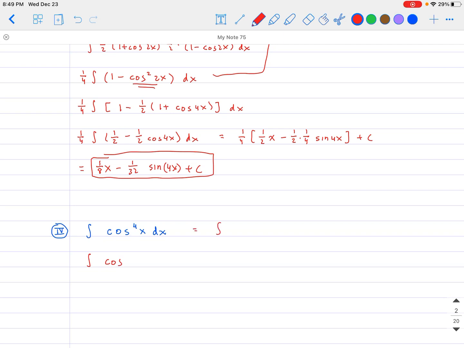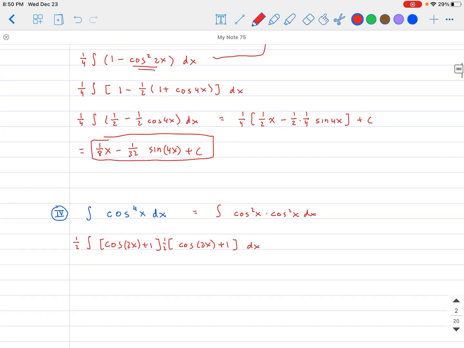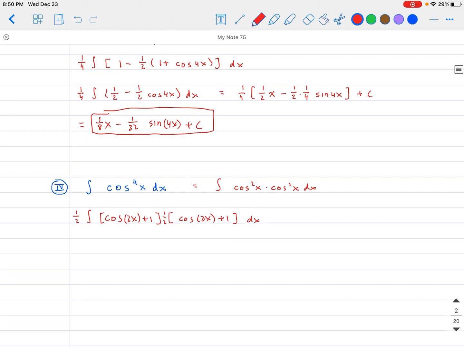Cosine, right here. So the integral of cosine squared x times cosine squared x, okay? And then now we'll go ahead and use the double angle formula. So there's going to be a 1/2 times the cosine of 2x, and then we have plus 1. And then we also have the other 1/2 multiplied by cosine of 2x, and then we also have another plus 1 dx. Okay, so very similar to what we just did.